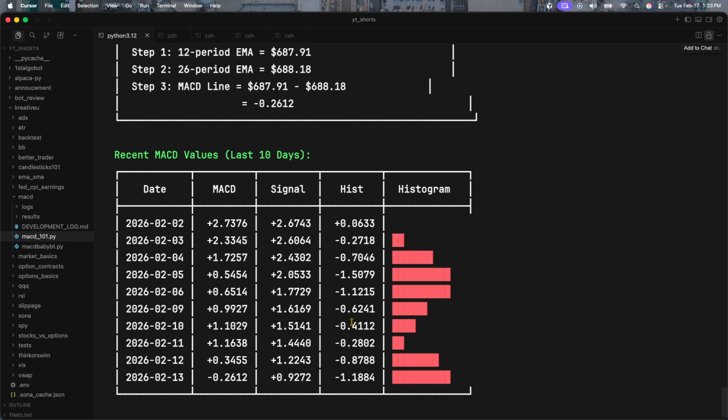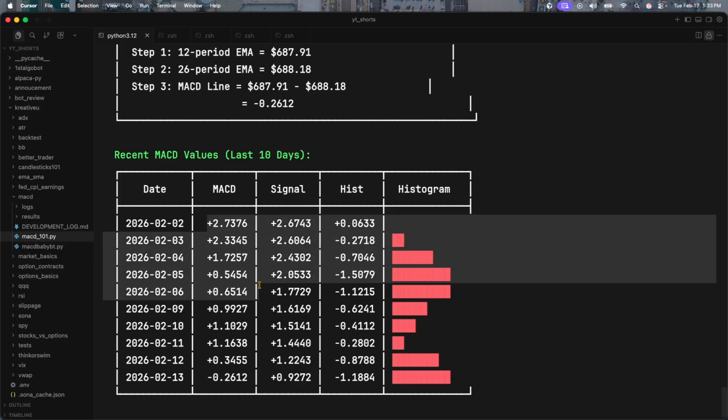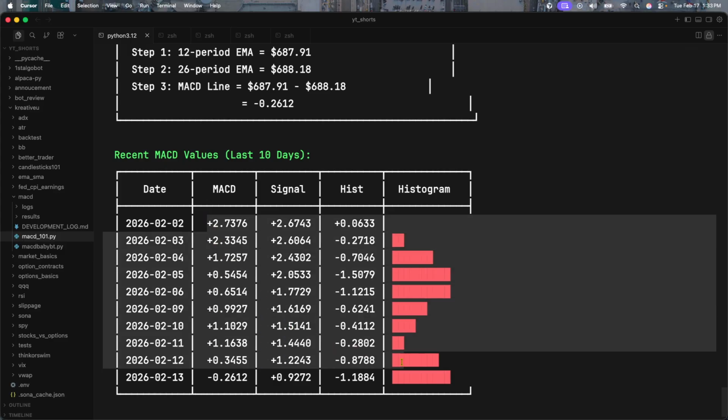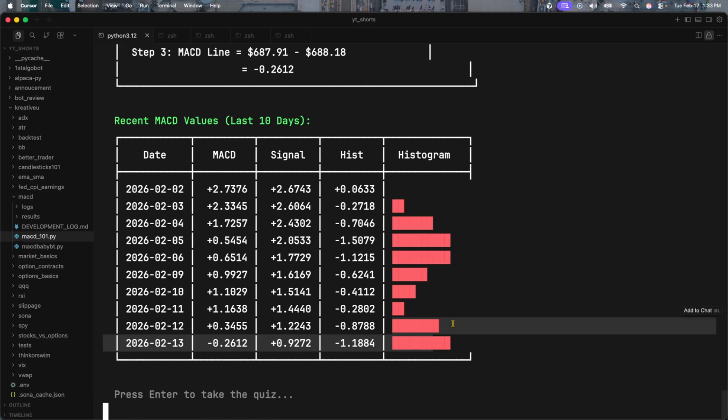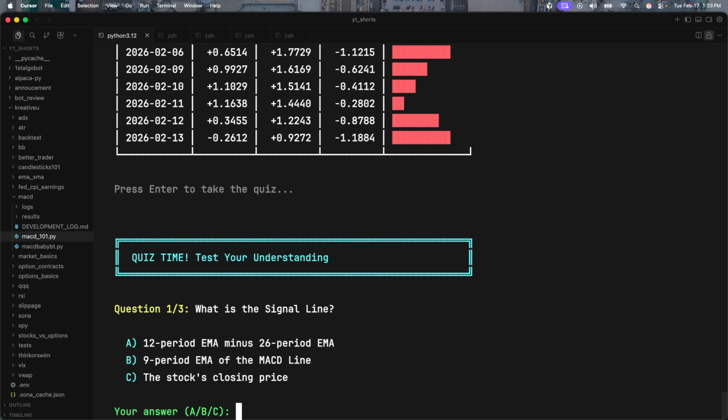So MACD values for the last 10 days. MACD went bullish, then a little bit bearish just recently, this past Friday, right? So when we see the bar, the bar is just letting us know strong momentum did happen here, and then it weakened out a bit, and then we have strong momentum carrying back on. So let's go ahead and jump into our quiz.